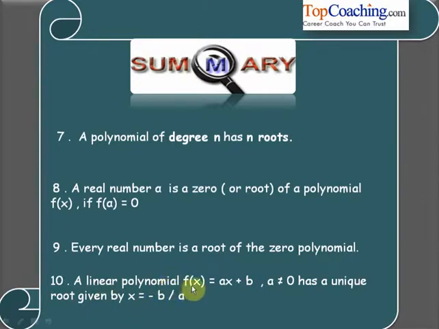A linear polynomial f(x) = ax + b, where a is not equal to 0, has a unique root given by x = -b/a. So when x is equal to -b/a, then f(x) would be equal to 0. And so x = -b/a would be a root of this polynomial f(x), which is equal to ax + b.